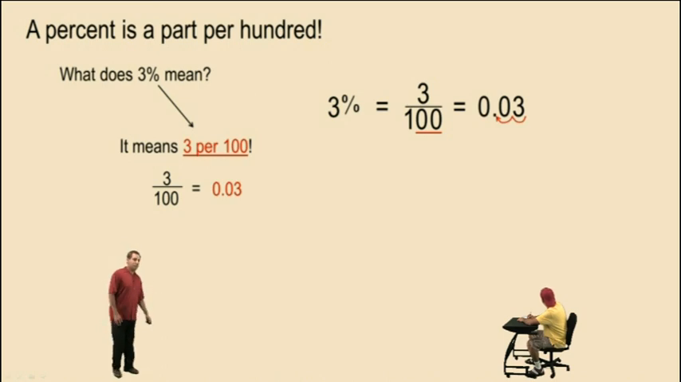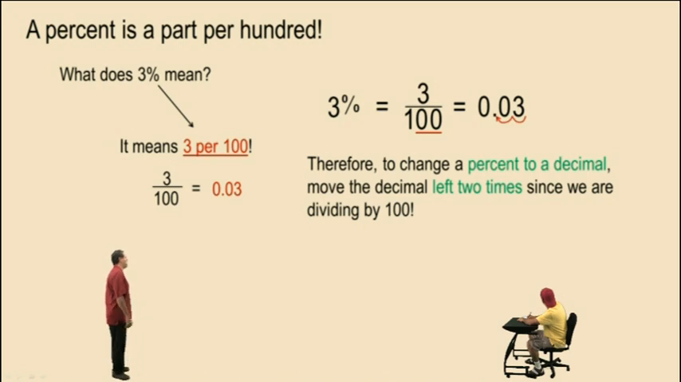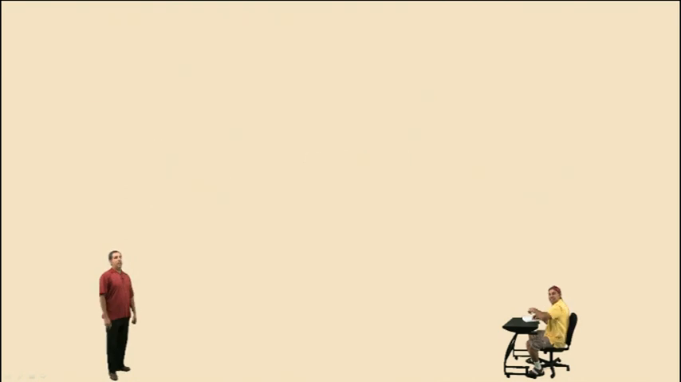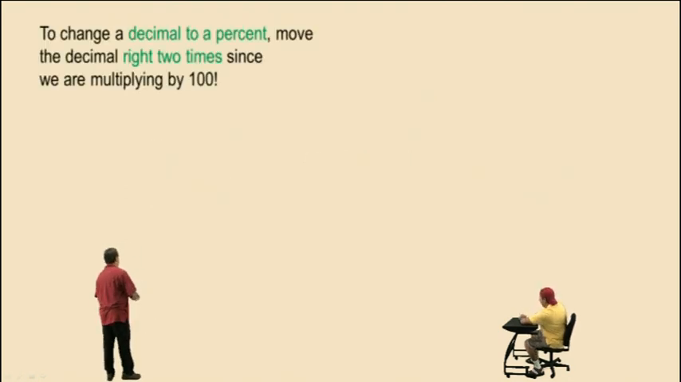which represents 3 hundredths. That's 3%. Therefore, to change a percent to a decimal, move the decimal left 2 times, since we are dividing by 100. Remember that. So, to go from a percent to a decimal, move it to the left 2 times. To change a decimal to a percent, move the decimal right 2 times. So, decimal to a percent, you move right 2 times, since we are actually multiplying by 100.